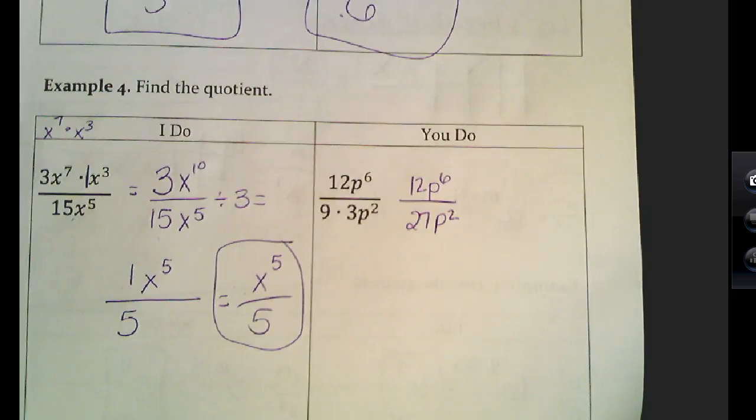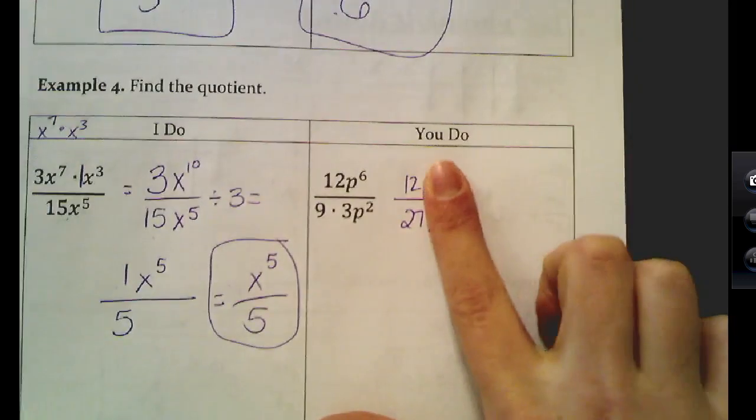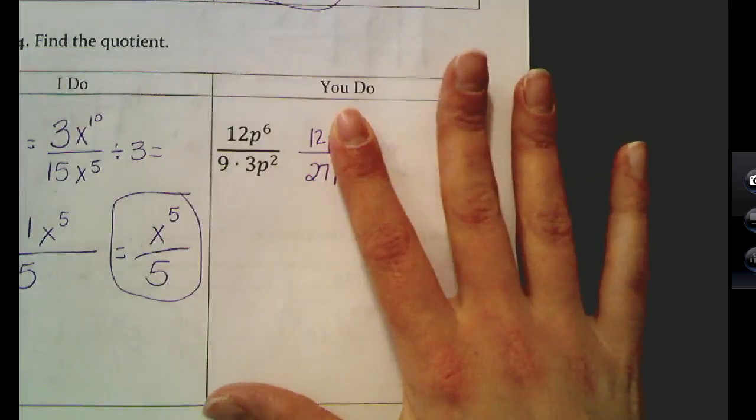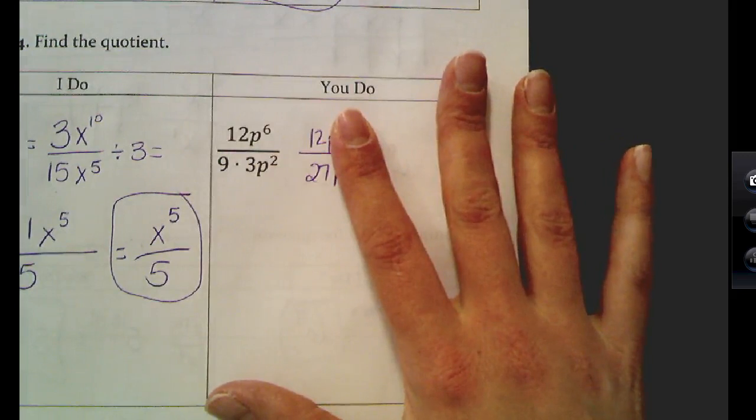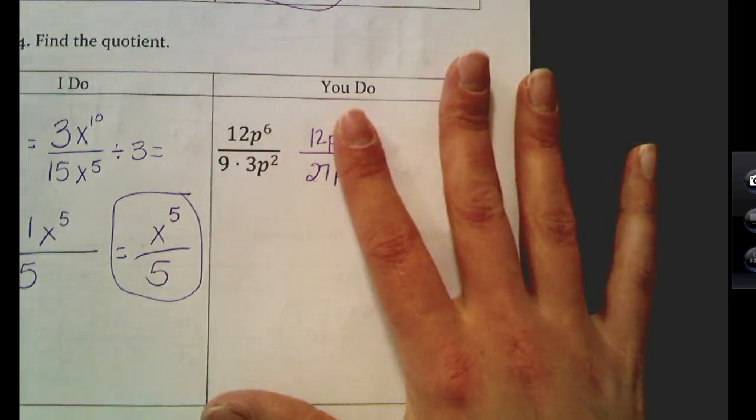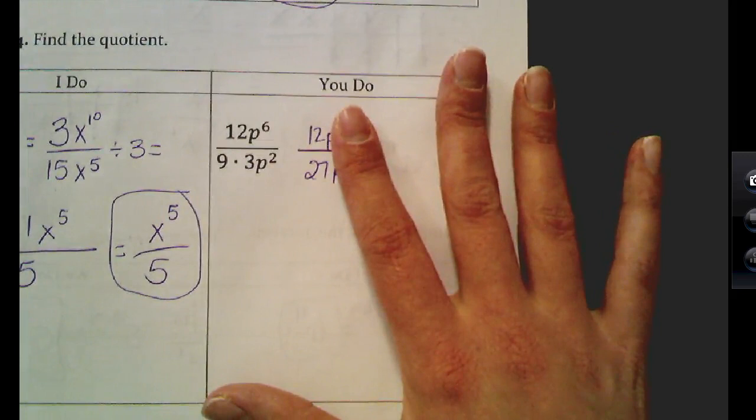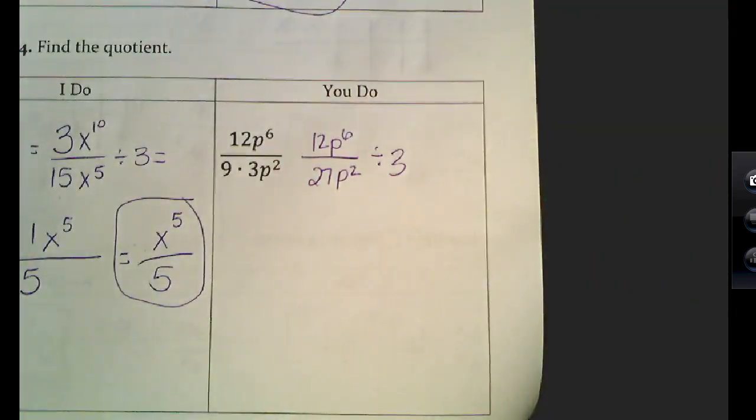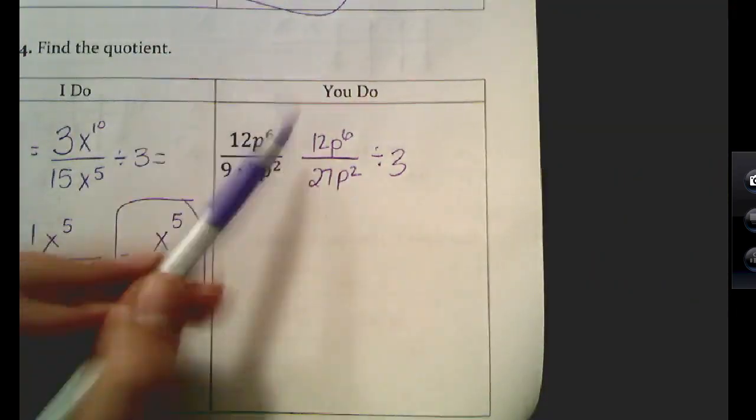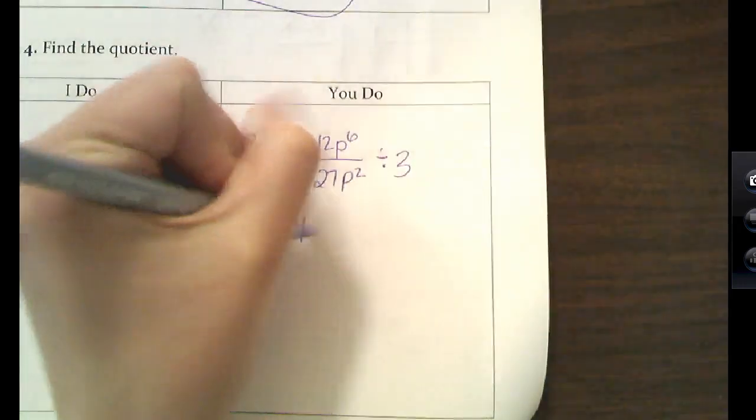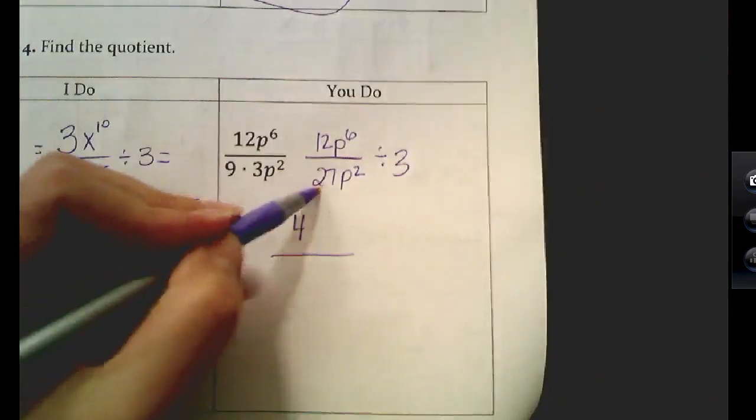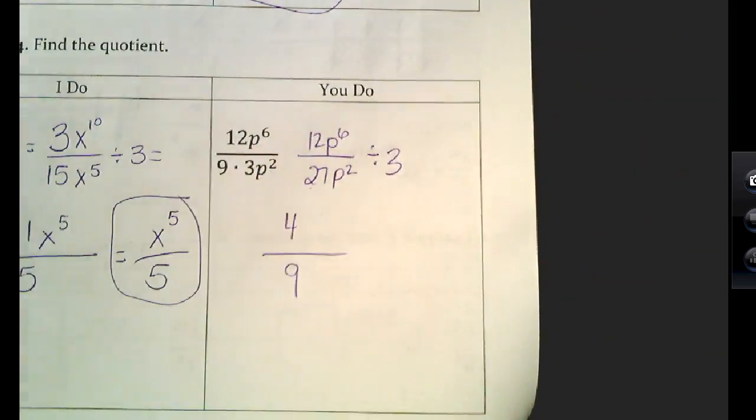I have to simplify. So who can raise their hand and help me start simplifying? Let's start with just the numbers. Everybody can help me simplify 12 and 27. Who can raise their hand and help me out? Not 12. 12 will be 24. I think 3 will work, right? So let's divide by 3. So 12 divided by 3 is 4. 27 divided by 3 is 9. So we simplified the fraction.